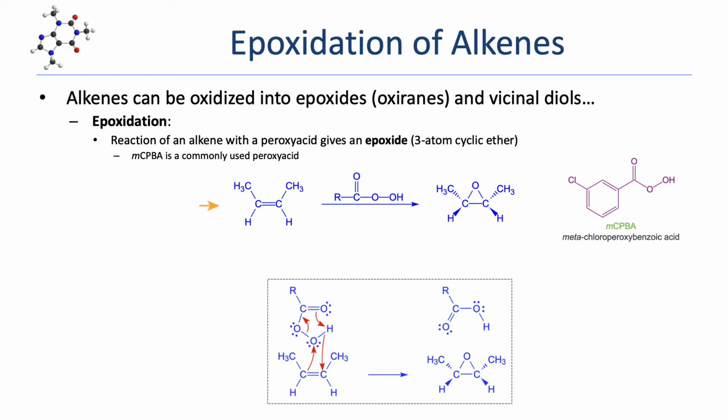In the example, we see cis-2-butene epoxidized using a peroxy acid. Note that the reaction is stereospecific. The two methyl groups are cis in the starting alkene and remain cis in the cyclic product. Alkene epoxidation using a peroxy acid has a concerted mechanism. The alkene accepts an oxygen from the peroxide, forming a carboxylic acid as the byproduct.